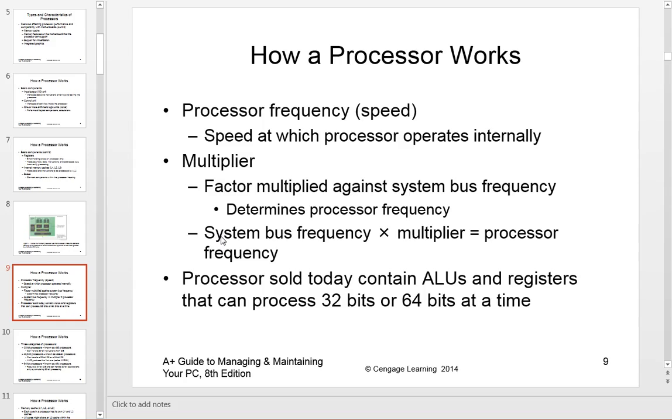How it works: the processor frequency is your speed. So the higher the frequency, the faster it'll go. The multiplier is a factor multiplied against the system bus frequency that determines the frequency. You can see there how they come up with that. Processors that are normally sold today can process either 32 bits or 64 bits at the same time. The Intel i-Series will do that. Those are some of the ones that we're going to look at.